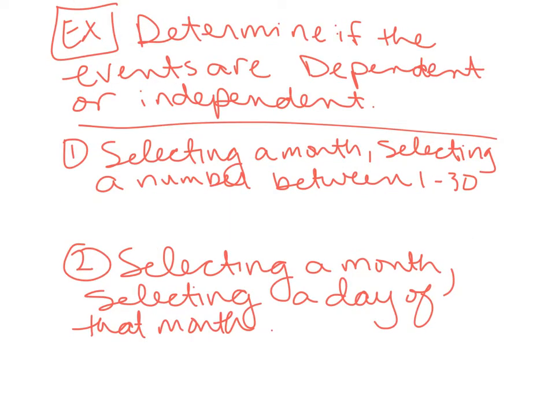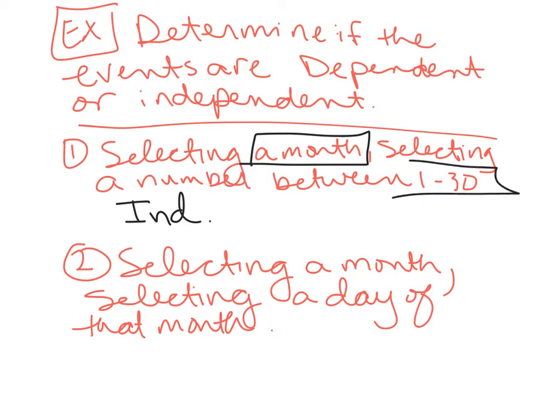So a couple more examples. Determine if the events are independent or dependent. So our first one is selecting a month and then randomly selecting a number between 1 and 30. These would be independent because the sample space for months is totally different from the sample space for numbers between 1 and 30. So these are independent because it doesn't matter what month I choose, I'm still going to choose from the numbers 1 through 30.